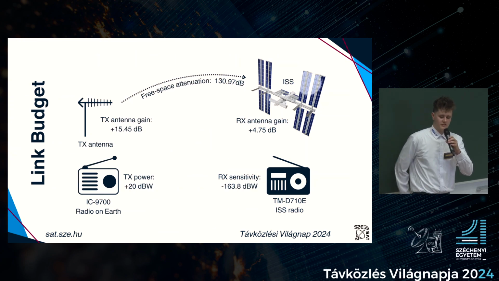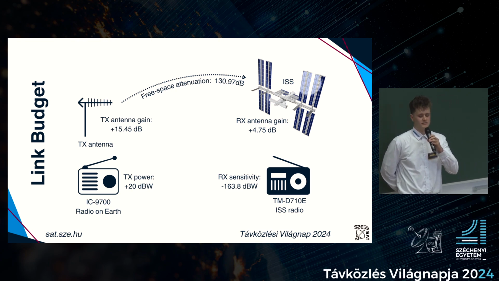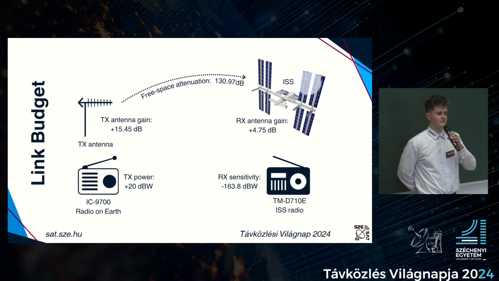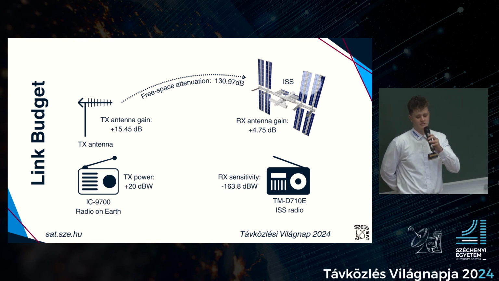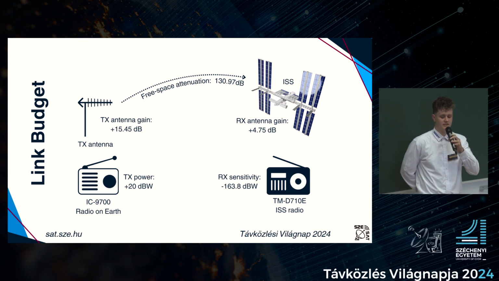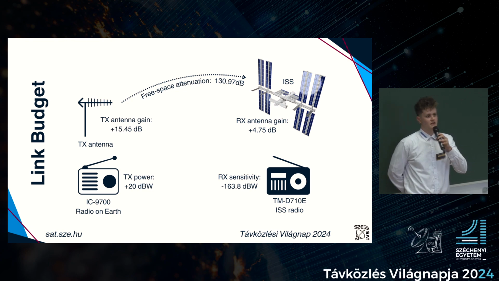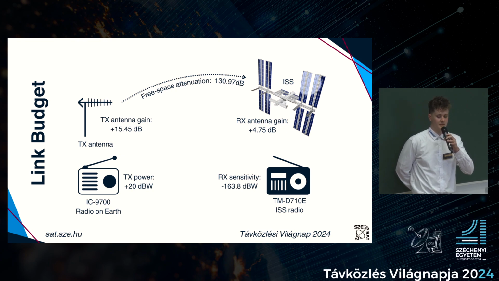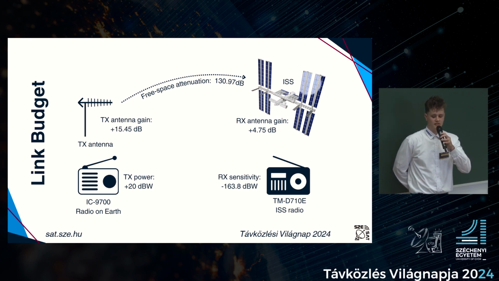We also made a link budget calculation. As you can see, we have our transmitting power of 2 decibel watts from our IC-9700 radio, and this signal is sent with our transceiver antenna, which has a gain of 15.45 decibels. Of course, this link is worsened by the free space attenuation with a value of 130.97 decibels. And the ISS receives it with their antennas, and then the radio receives the signals.